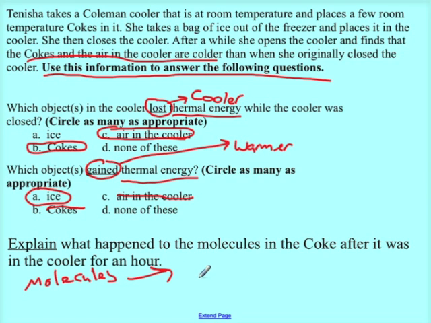Well, what's going to happen is that those molecules are going to start to slow down, right? There's going to be less motion. And remember, that's what temperature is. It's the average kinetic energy. It's the average of those molecules moving around. So if the molecules move around faster, it's going to have higher temps. If it's going to move slower, it's going to have lower temps.